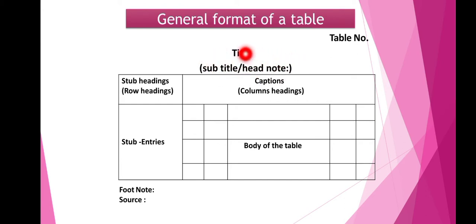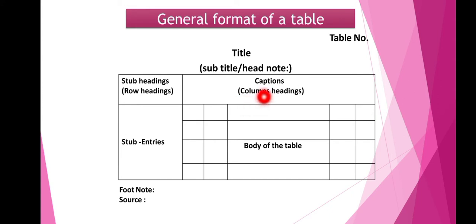Okay, and just below the title you should write the subtitle or head note. Head note is a brief explanatory note, a statement given just below the heading of the table. In brackets we will write the head note. In the head note we will include statistical units like thousands or millions, tons, crores, kgs, which we have to mention.